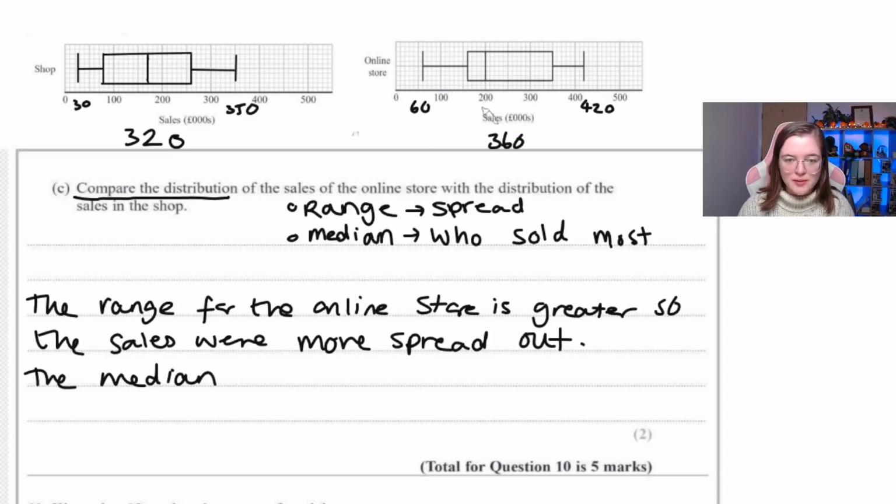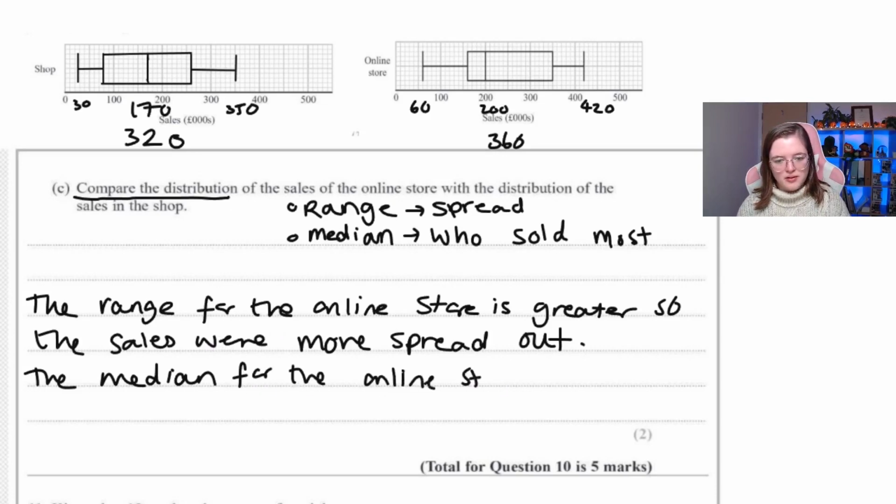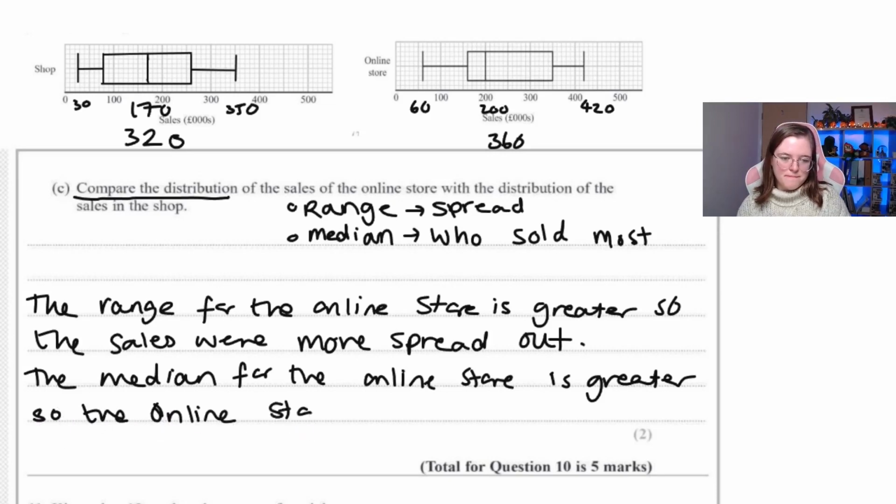So the median for this one's 200, it's bang on the dot. This one is 170. So the median for the online store is greater. So the online store had higher sales. And there we are. That would be 5 marks overall for question 10, 2 marks for this question.